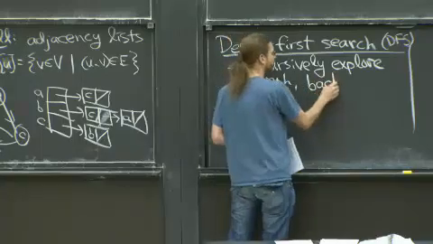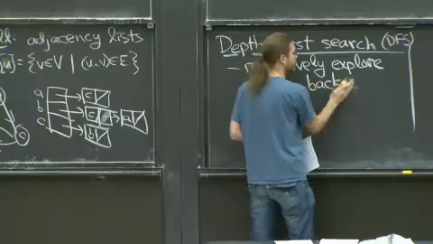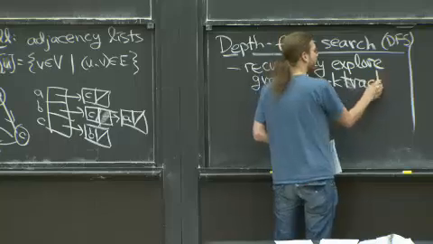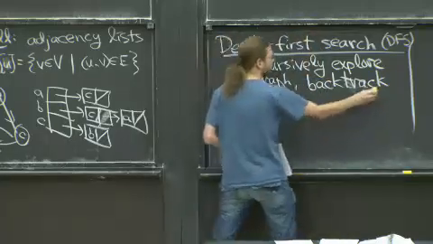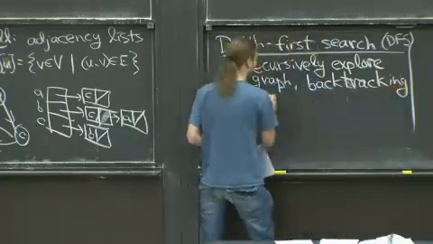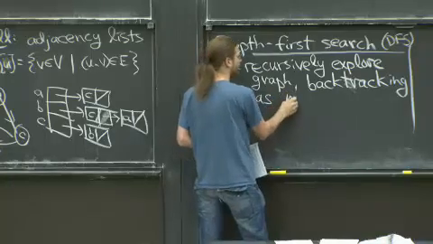So a high-level description is we're going to just recursively explore the graph, backtracking as necessary, kind of like how you solve a maze.